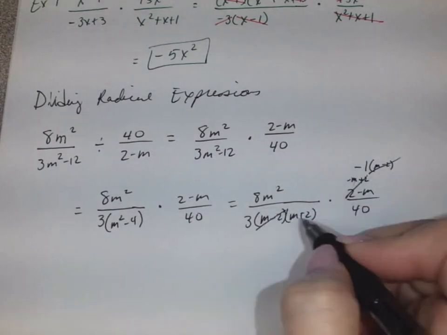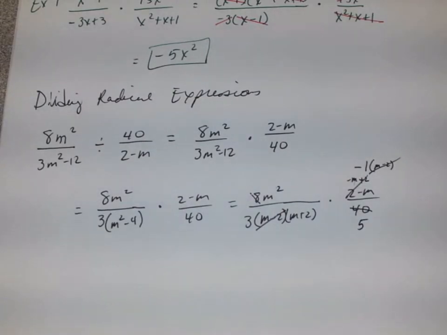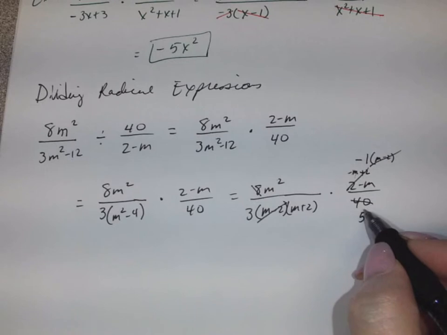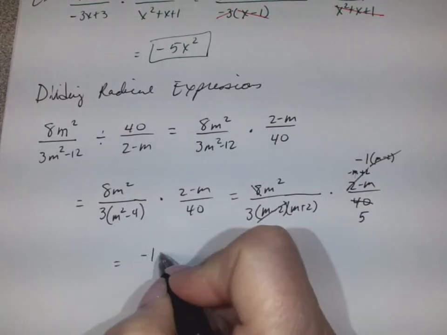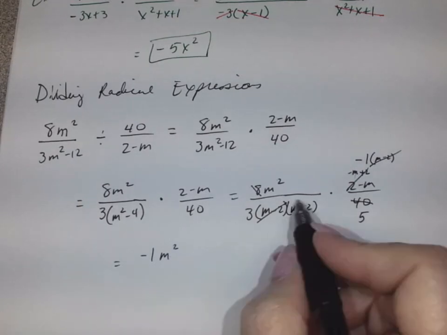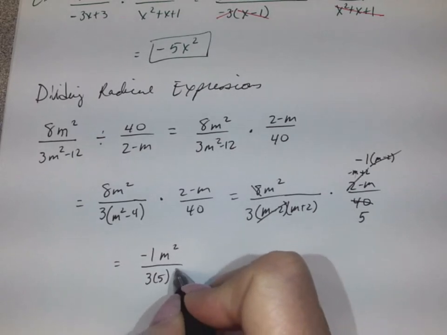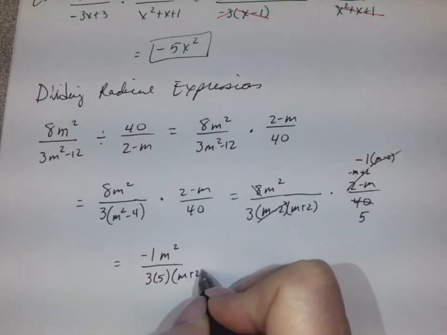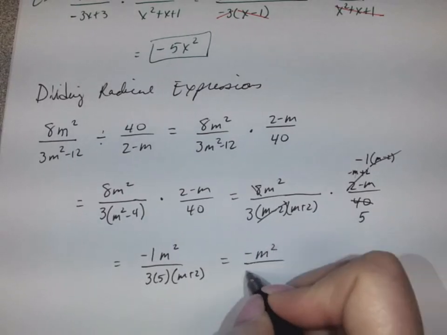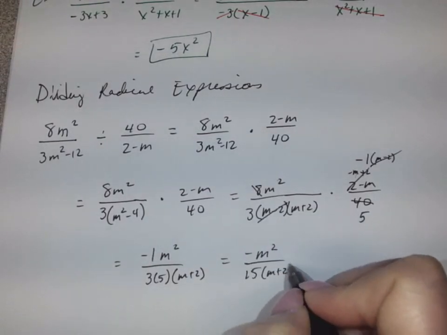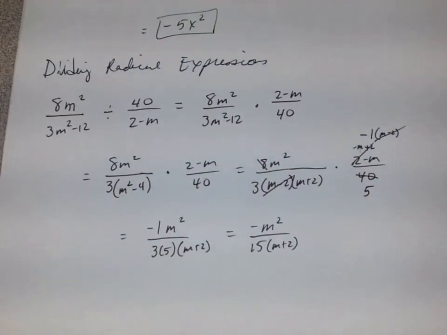All right, 8 will go into 40 5 times. So let's see what we have left over here. So this will leave us with a negative 1 times our m squared over 3 times 5 times our m plus 2. So negative m squared over 15 times m plus 2. So that would be our final answer on that one.